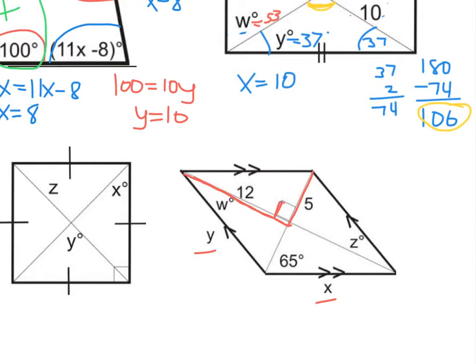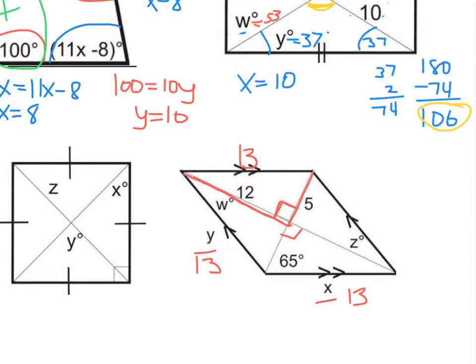They make a right angle. So if I have a side of 5 and a side of 12, then that means my hypotenuse is 13. It's a special right triangle, 5, 12, 13. Okay?